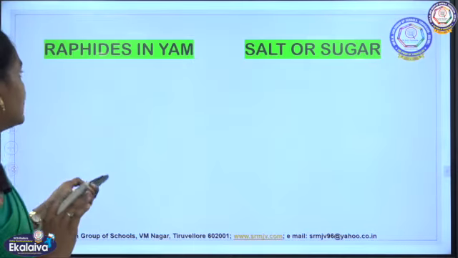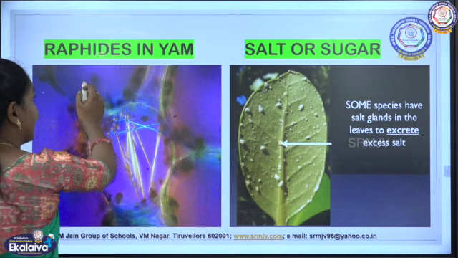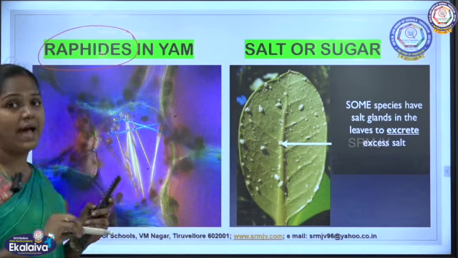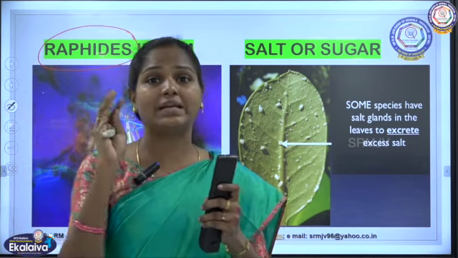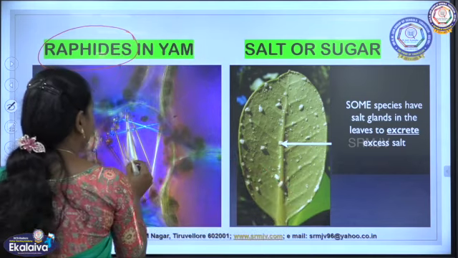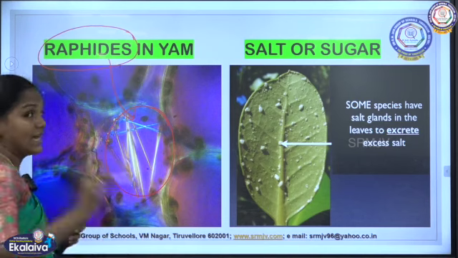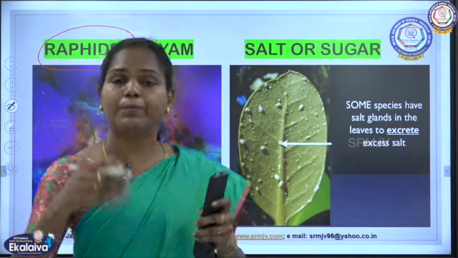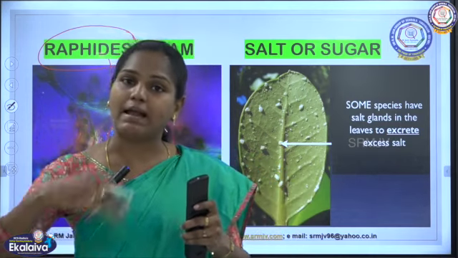The next example for solid waste is raphides. Some solid wastes are called raphides. In yam and the like, when you are cutting that yam, you will feel some irritating sensation in your hands. It is because of the presence of a needle-like substance, which is called raphides. Actually that raphide is a waste. That waste will be produced in the form of these solid raphides.